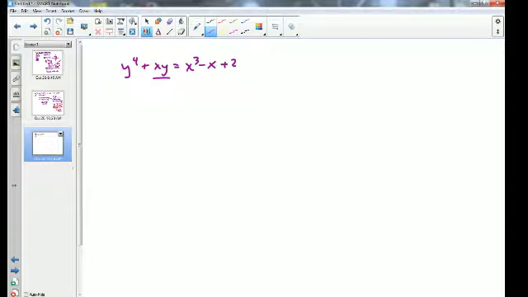Power rule and product rule, right? Will they always be double-sided like that? Usually, yeah.